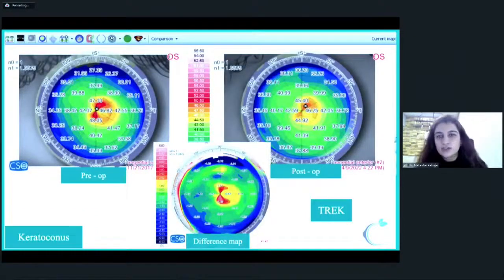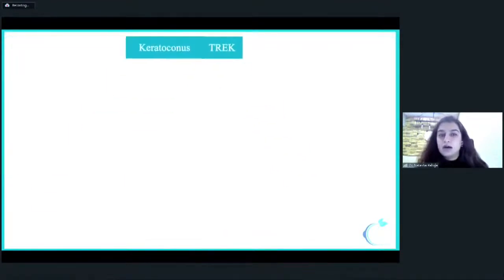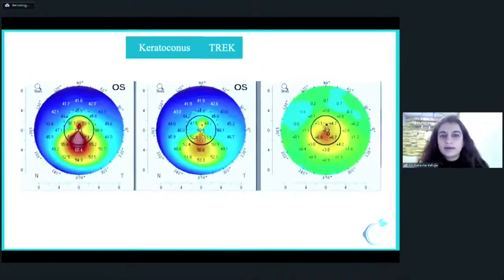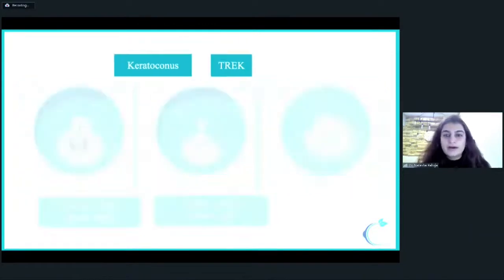Now this is a validation of what I was just trying to explain. The pre-op topography, which is showing a steep cornea, has flattened after TREC, which was very, very encouraging in terms of the visual outcome of the patient. The uncorrected visual acuity of this patient had improved to 6/9. This is another example where the comparative map shows that there has been almost 6 diopters of flattening with just 30 microns of knocking off.